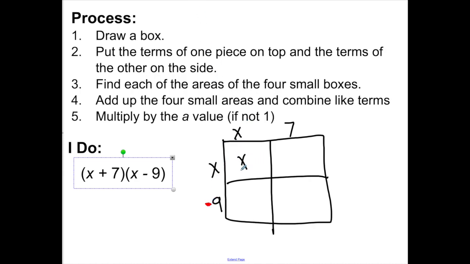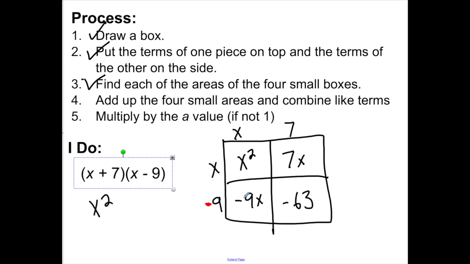So here you have x times x, which is x squared. Here you have 7 times x, which is 7x. Here you have -9 times x, which is -9x. And here you have -9 times 7, which is -63. So you're just multiplying length by width, one at a time. So we got our box, we got our terms in the top and the side, we have our 4 areas, and now we add them up.